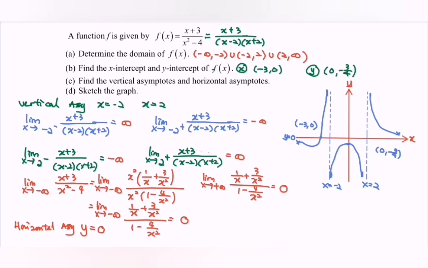So the function will be f(x) equals (x + 3) over (x squared minus 4). So that is the situation for this case.